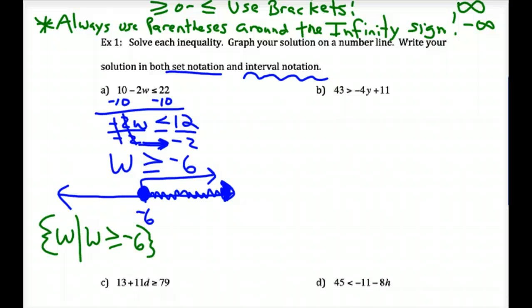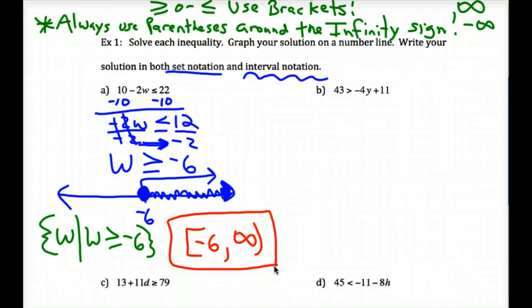It's greater than or equal to negative 6, and it's going to the right. So I'm going to put a bracket. That means it's included. I'm going to put a negative 6, then a comma, and then how far do the solutions go on to? Infinity. And then a parenthesis. There's always a parenthesis around the infinity. Always.